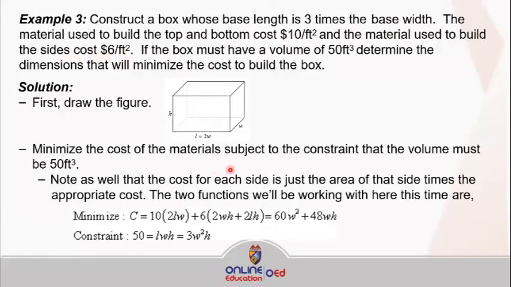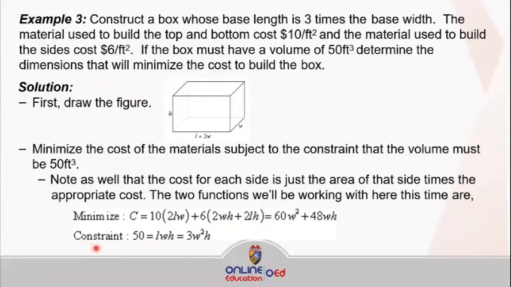So we have two sides. So we have the 2WH and also the 2 length H. And then we simplify, we have the 60W raised to 2 plus 48WH, based on our given.